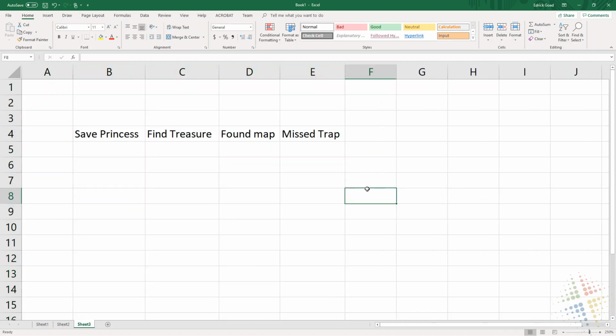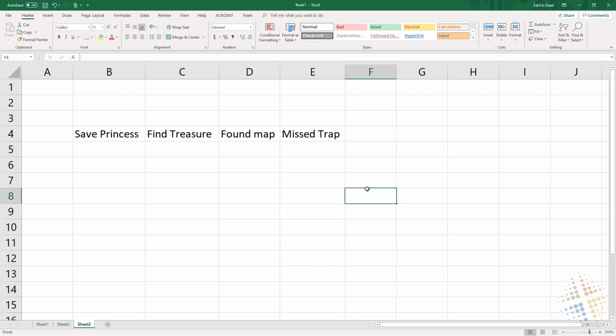So there's a couple of different ways I can do this if I'm writing a software program. First thing I can do is I can create a variable in my program called Saved Princess. Did I save the princess? True or false? Did I find the treasure? True or false? Did I find the map? True or false? Did I miss the trap that I was supposed to go into? True or false? And so I can create all these different variables, and then when I save the game, I have to save, in this case, 4 different variables.